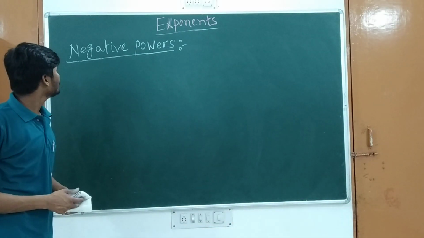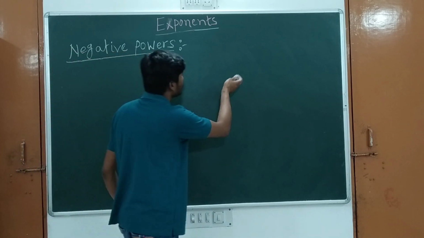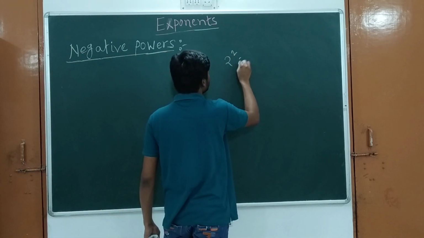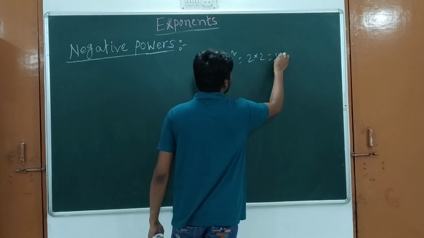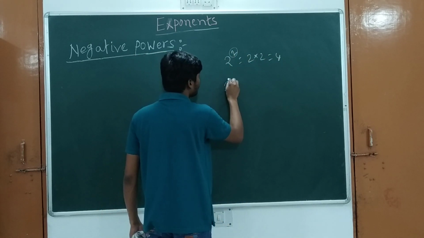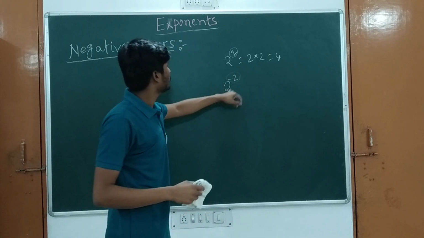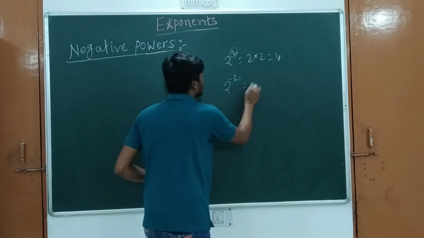Now we will discuss negative powers. Now we know 2 to the power 2 means 2 into 2, which is 4. This is a positive power. But what about something like 2 to the power minus 2? This is new, but it is also a power. So what does it mean?